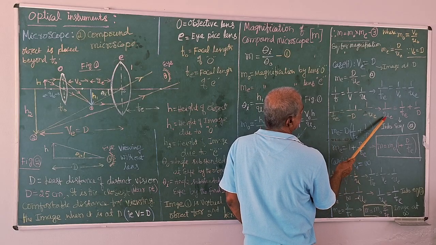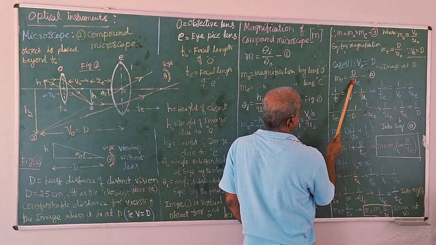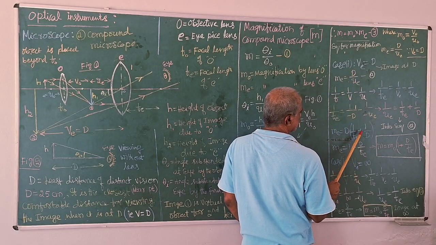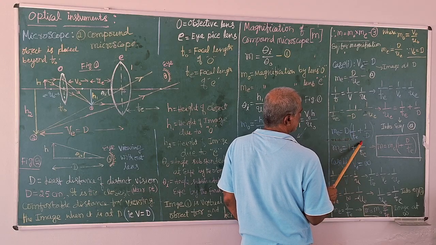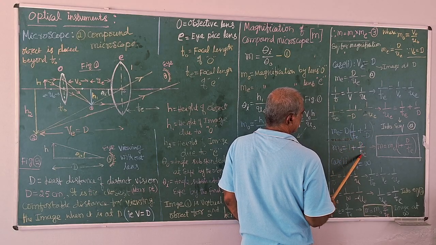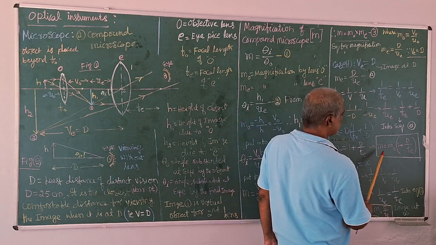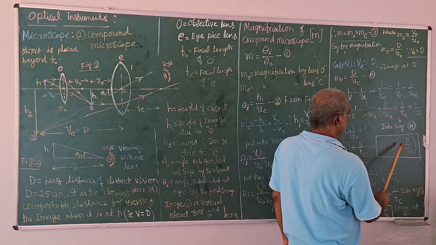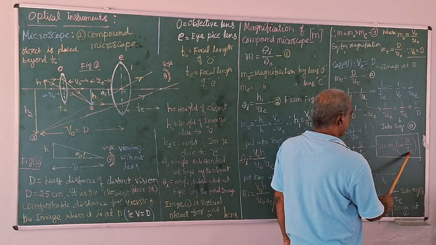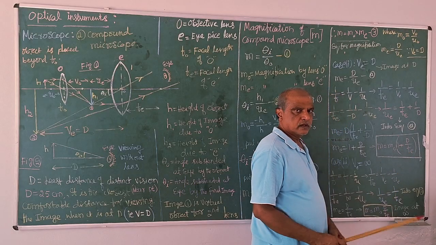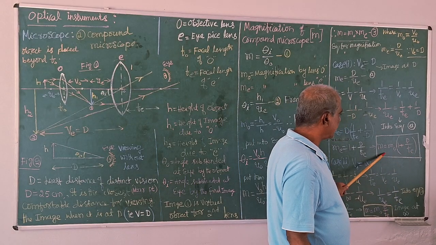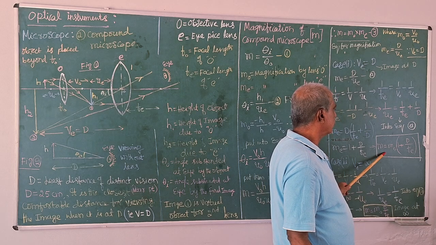Substitute for 1 by u into this equation. D into 1 by u. Simplify, get 1 plus d by fe. That is the expression for me. So the overall expression is m equals m0 into 1 plus d by fe. This is the expression for magnification by the compound microscope.